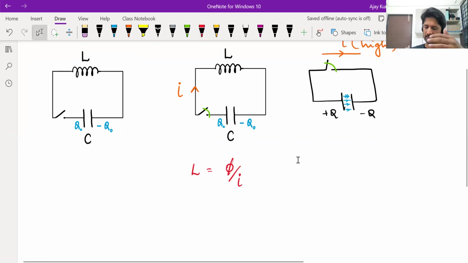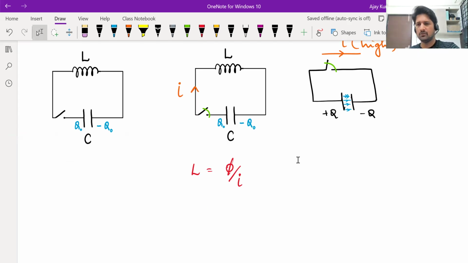But what happens? Inductor opposes the change in current, no? Current tends to increase. Before the switch is closed, current is zero. After the switch is closed, current suddenly wants to become a large value, but an inductor does not allow that. Okay, it's like creating an opposing force actually to the current.